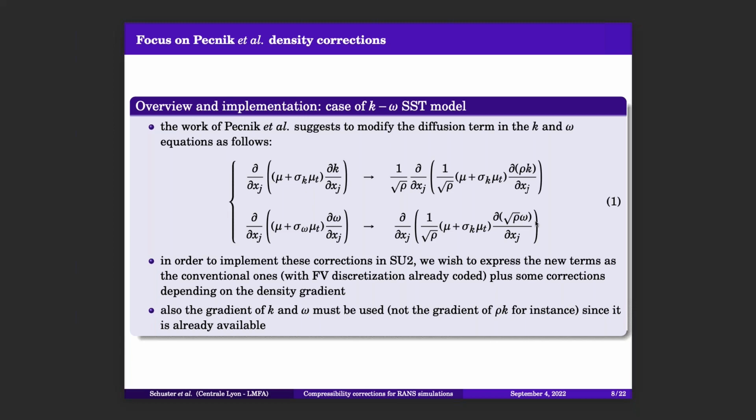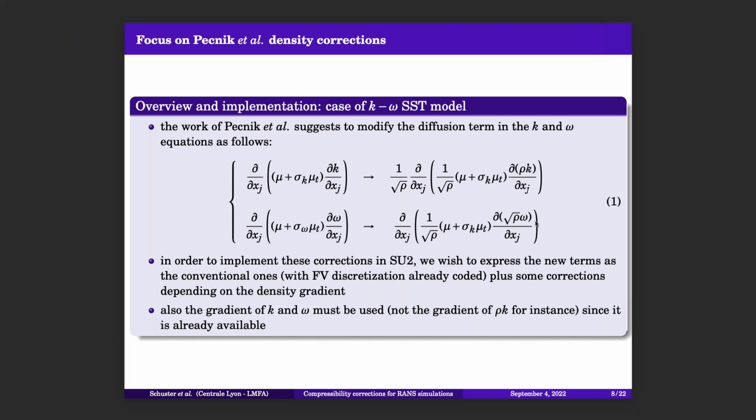So I'm not going to detail where all this comes from. I'm going to focus on the implementation in SU2. So the idea was actually to implement this correction in the form of existing terms coded already in SU2, plus some corrections depending on the density gradient, and also because, of course, we want to preserve as much as possible a conservative formulation. Also, we want to use only the gradient of k and omega, not the gradient of rho k, for instance, because we know that those are the gradients which are already available.